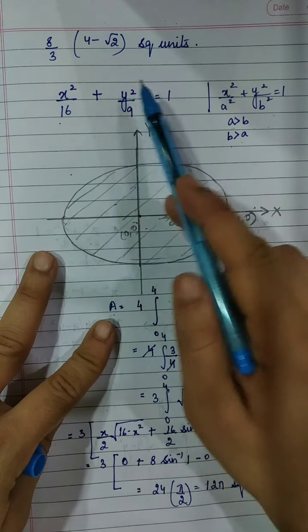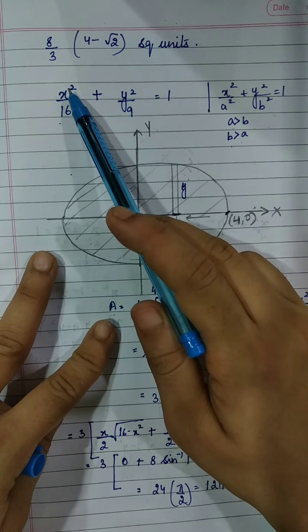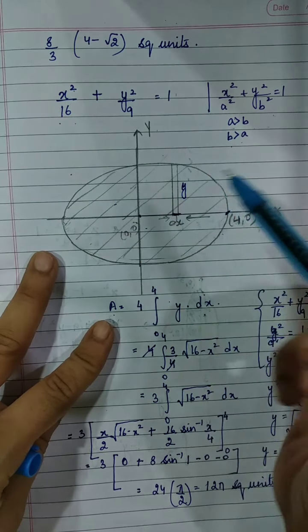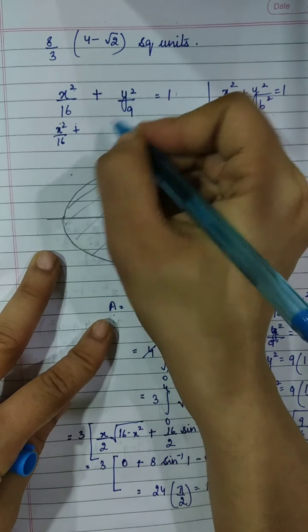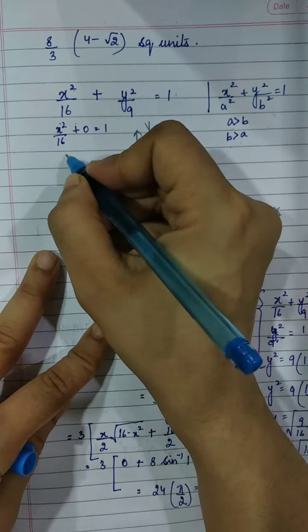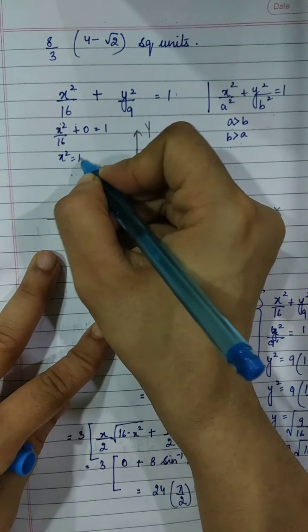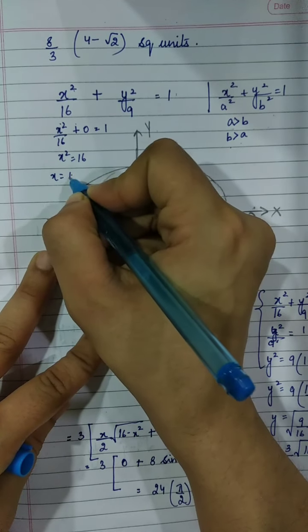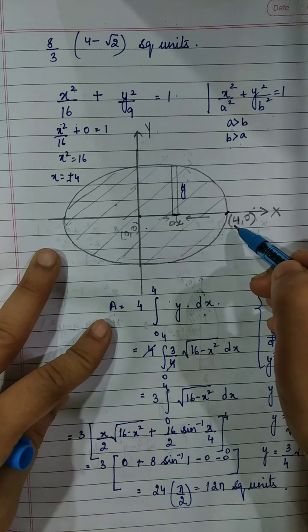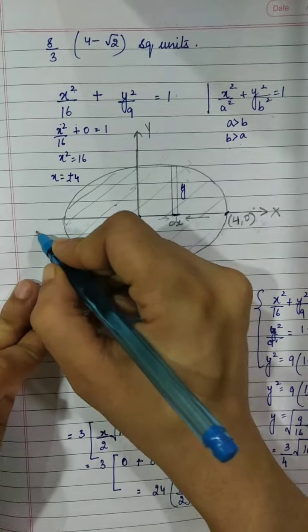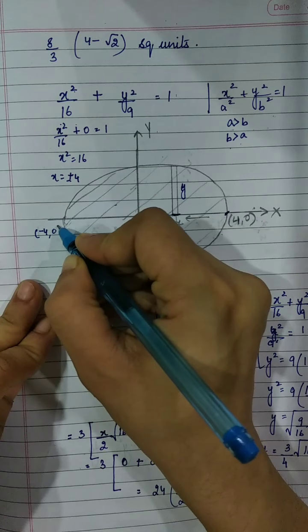So what are we left with? y is 0. So we are left with x square upon 16 is equal to 1. We can write it as x square upon 16 plus 0 is equal to 1, or simply x square is equal to 16, or x is equal to plus minus 4. So here what will be the coordinates? It will be 4, 0. Here it can be minus 4, 0.